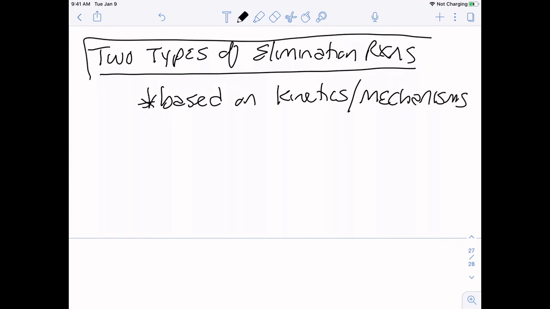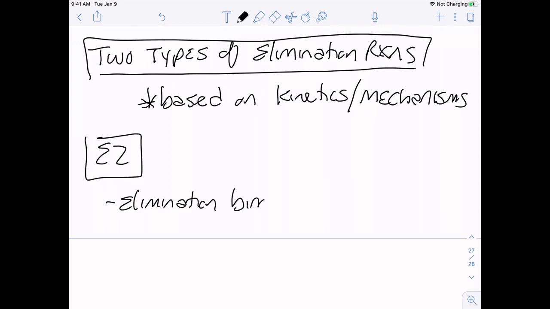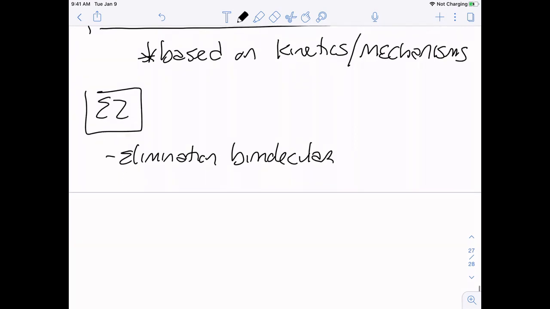So our first one is going to be an elimination bimolecular or E2. So just like our SN2, this one is second order. The rate law is going to involve both the alkyl halide and my base. Instead of nucleophile, we're going to say base in this one, but it's essentially my electron-rich group, right? It's going to take place in a single step. So it is second order.